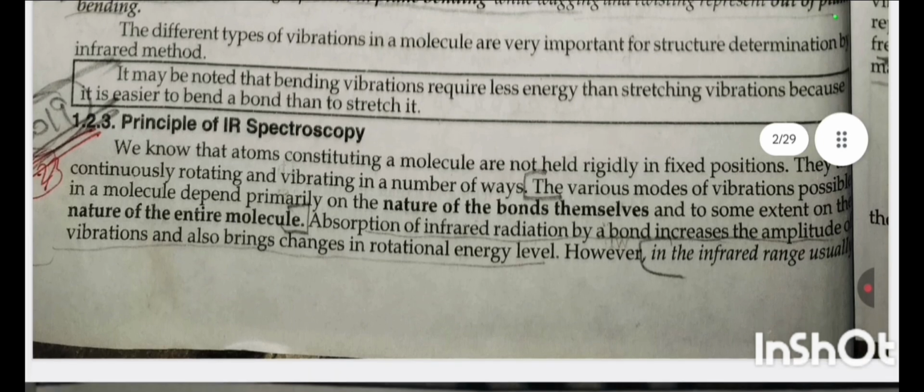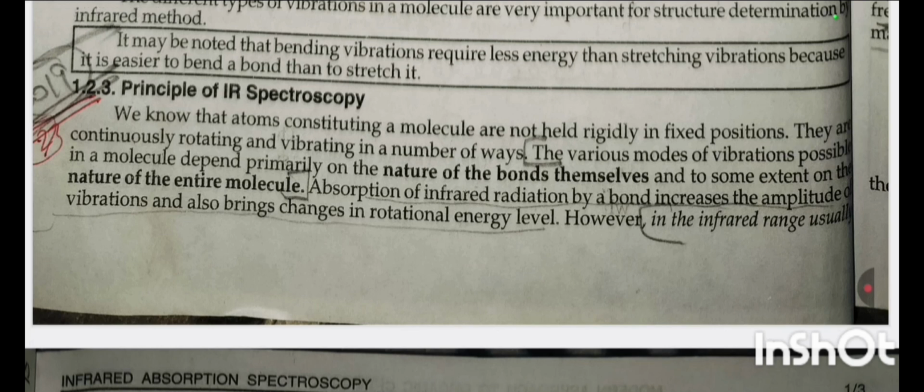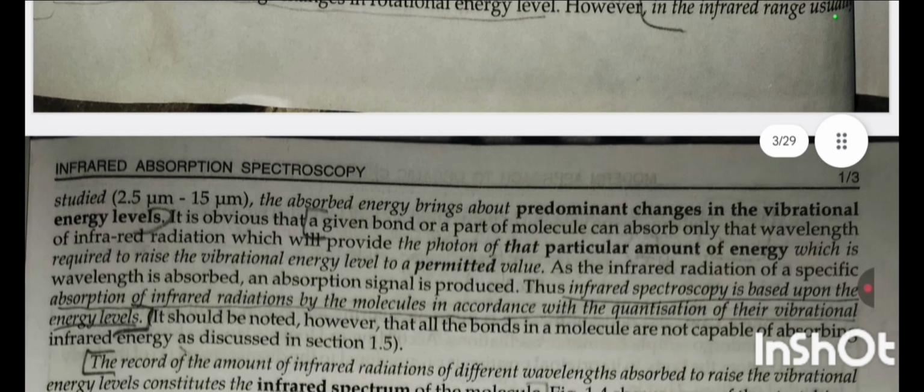Principle of IR spectroscopy. We know that atoms constituting a molecule are not held rigidly in a fixed position. They are continuously rotating and vibrating in a number of ways. The various modes of vibration possible in a molecule depend primarily on the nature of the bonds themselves and, to an extent, on the nature of the entire molecule. Absorption of infrared radiation by a bond increases the amplitude of vibration and also brings changes in rotational energy level. However, in the infrared range usually studied, the absorbed energy brings about predominant changes in the vibrational energy levels.